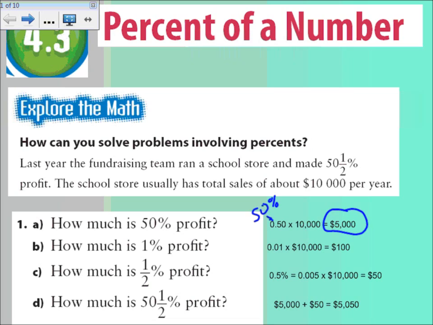So 1% is 0.01. 1%, 0.01 times that, and then half a percent is 0.005. Sorry, 0.5% is 0.005, so 0.005 times 10,000 equals 50. So the total 50.5% profit is $5,050.